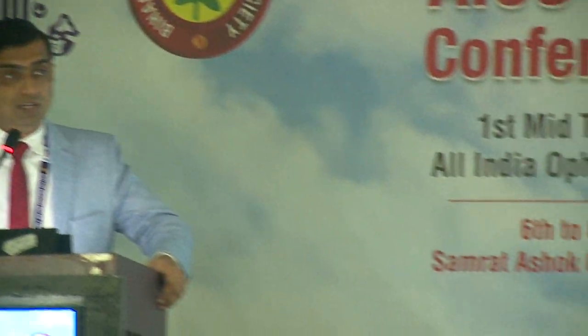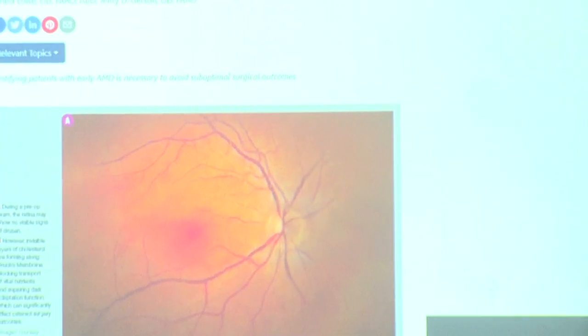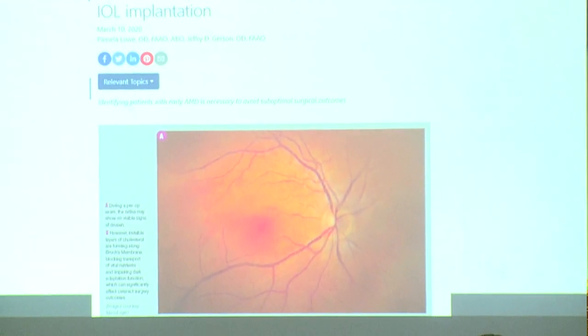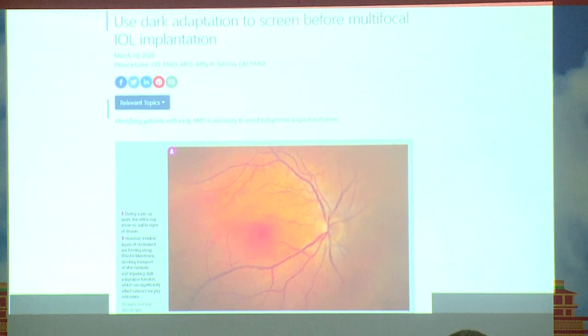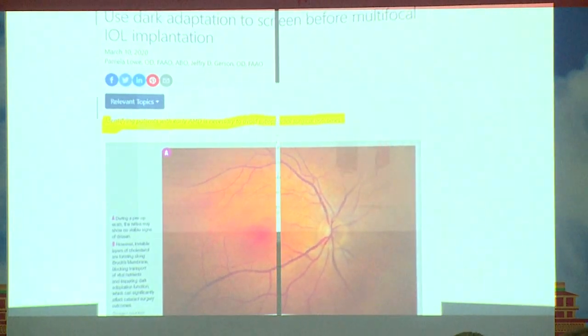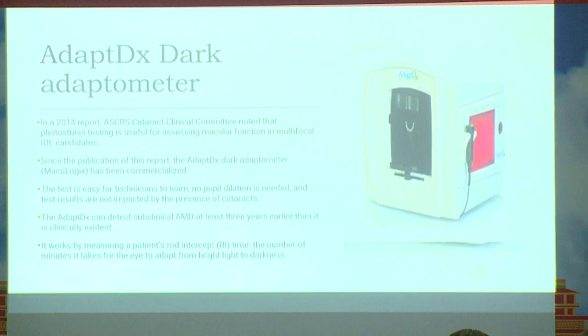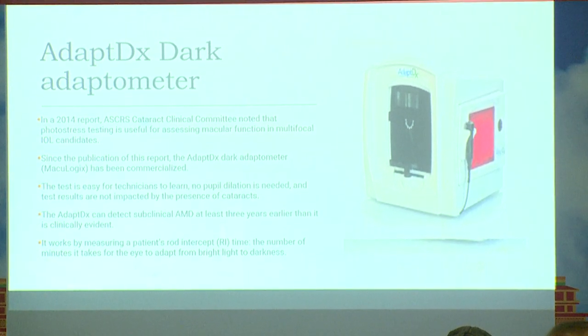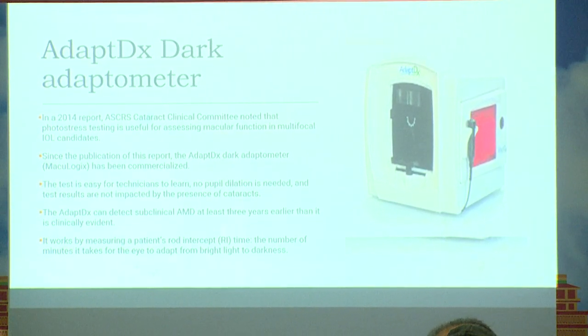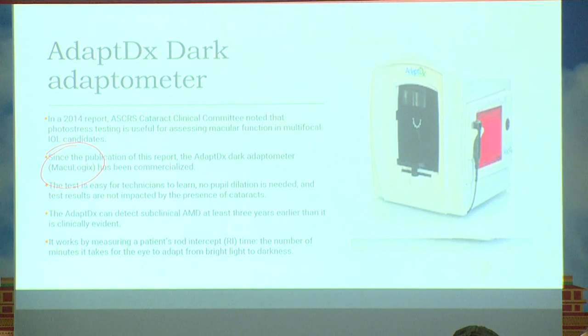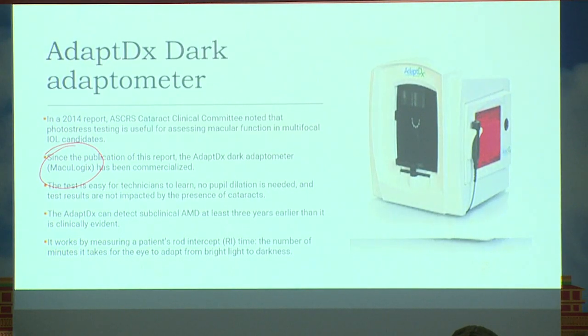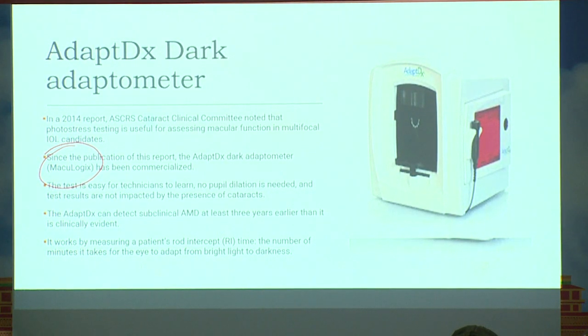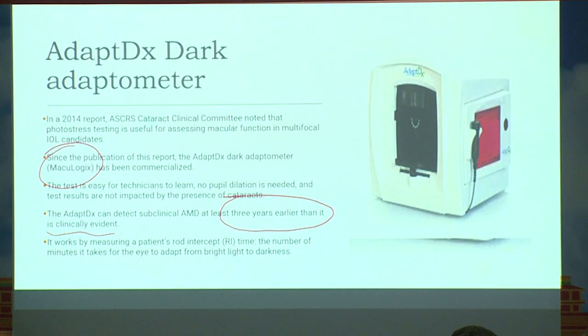Use of dark adaptation to screen before multifocal IOL implantation. So what does it mean? Identifying the patients with early AMD is necessary to avoid suboptimal surgical outcomes. This was first reported in 2014 at ASCRS. It's called Maculogix, and the test is easy for technicians to learn, and it can detect subclinical AMD at least 3 years earlier than it is clinically evident.